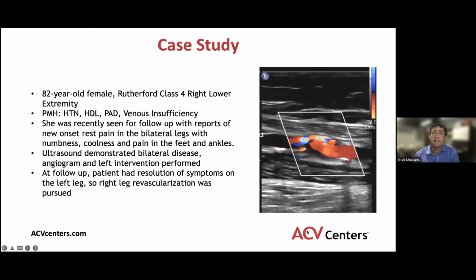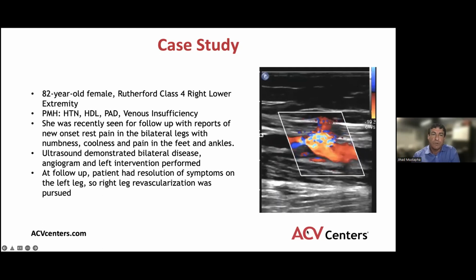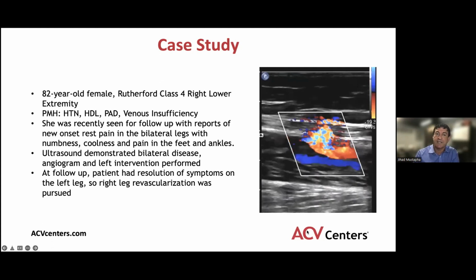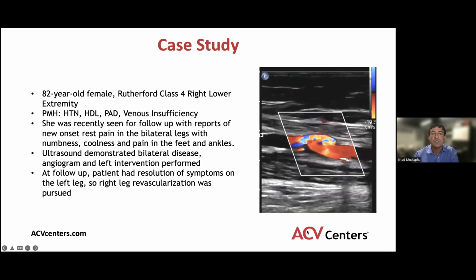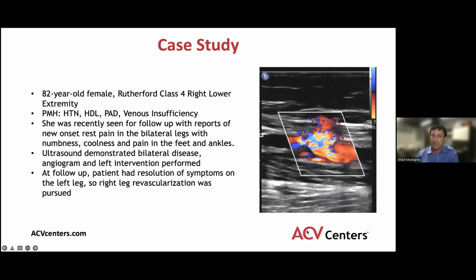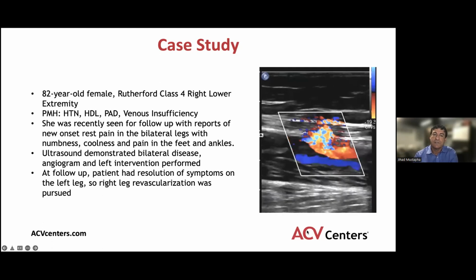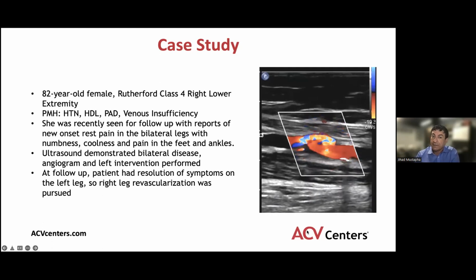So this patient has chest pain with a history of hypertension, hyperlipidemia, PAD, and also venous insufficiency. She was recently seen for follow-up with reports of new onset of pain in the bilateral legs with numbness, coolness, and pain in the feet and ankles.